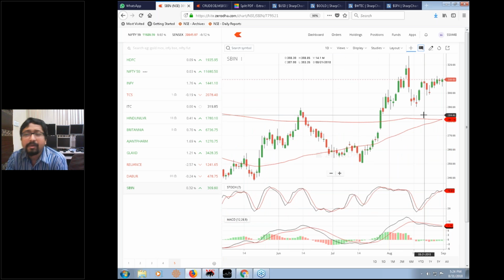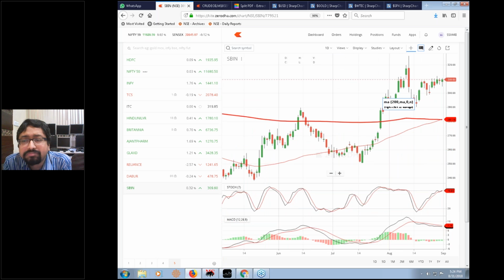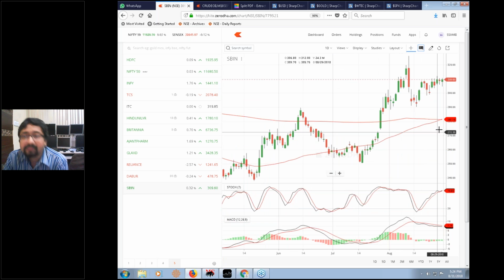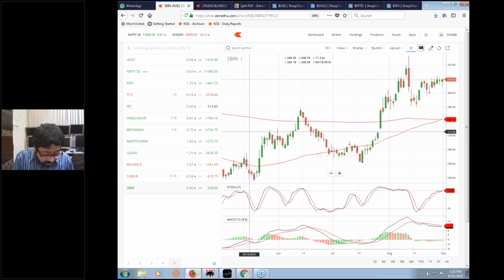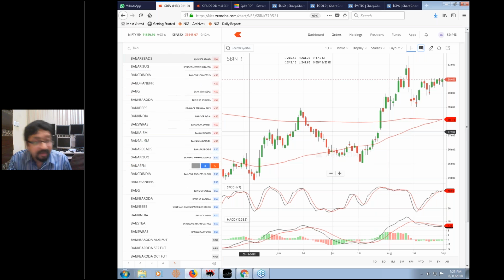There may not be much momentum in SBI, but if the industry leader has some upward trend, then we can expect the followers to put up some good momentum. Let's see how Bank Baroda is doing, right?